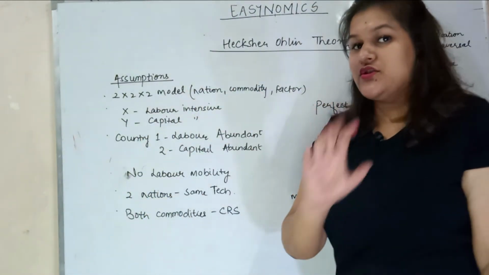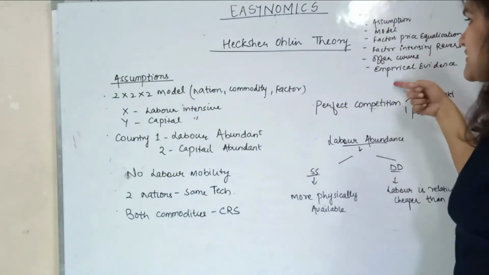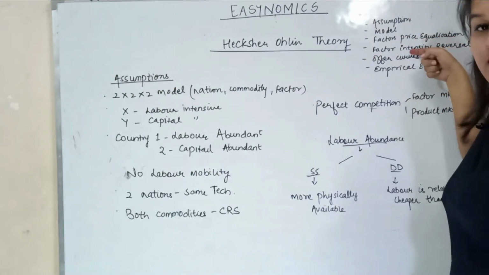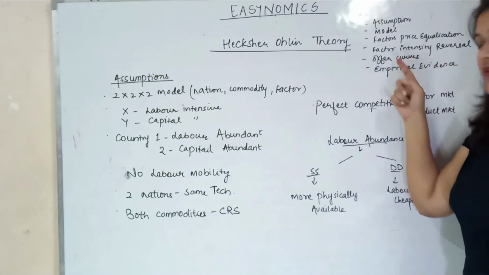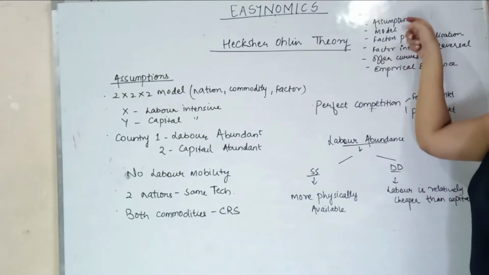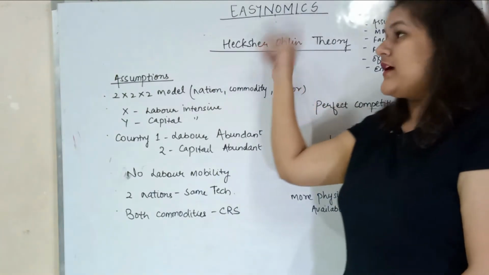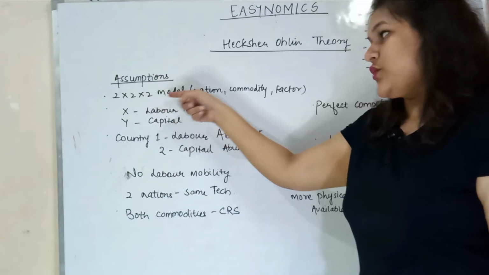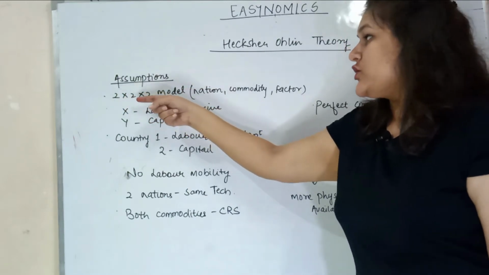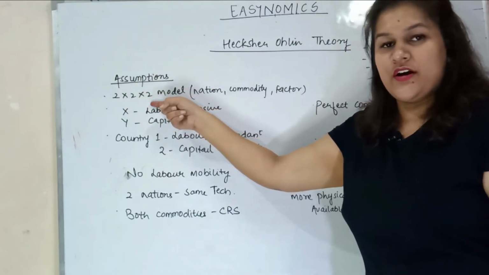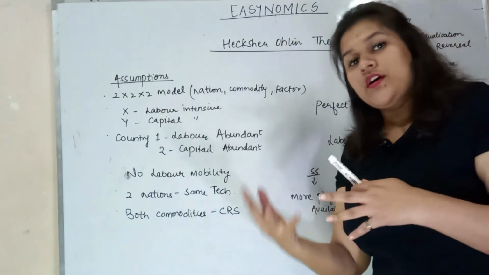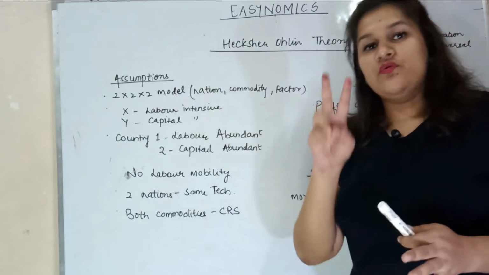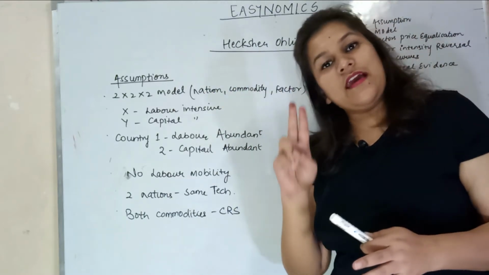In Heckscher-Ohlin theory, we need to study these six things: assumptions, model, factor price equalization, factor intensity reversal, offer curve, and empirical evidence. First, let's start with the assumptions of Heckscher-Ohlin theory. It takes the 2 cross 2 cross 2 model, that is two nations, two commodities, and two factors of production. Till now, Ricardo assumed one factor of production, that is labor. Now we are considering two factors of production, that is labor and capital.